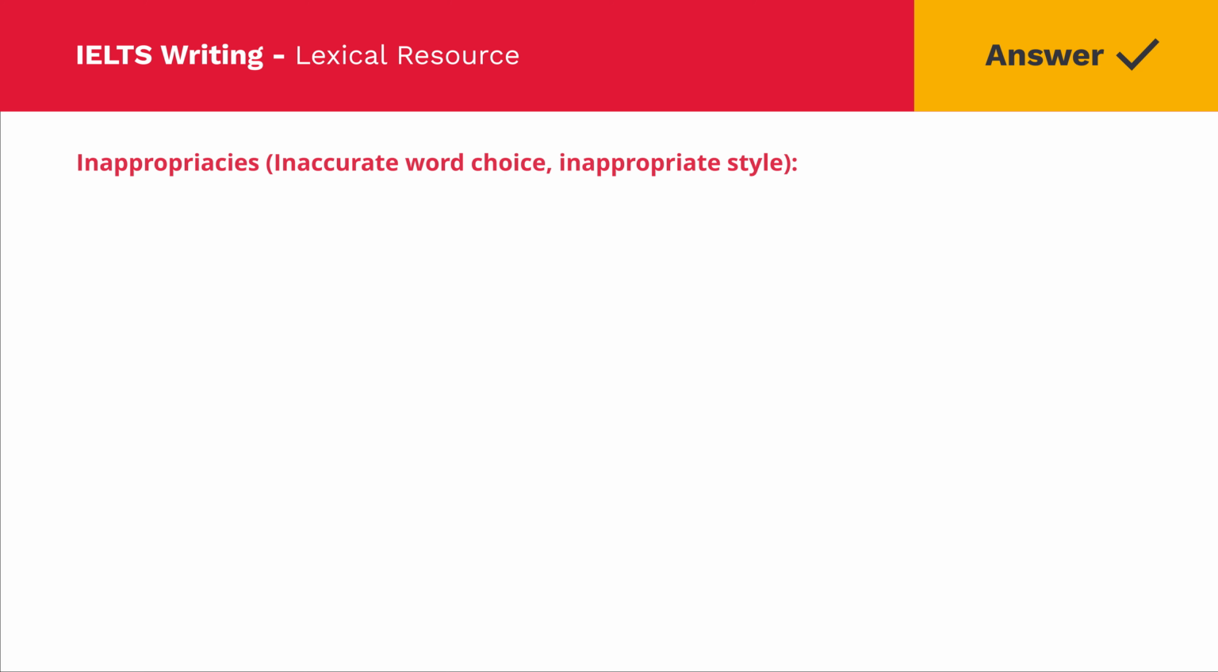The band descriptors mention inappropriacies. This is when a word is not suitable for the situation. For example, when you use an informal word, when a formal word may be more appropriate, or if the word does not sound natural in that situation. There may also be inaccuracies in collocation. That is, when you use two words together that are not normally used together.